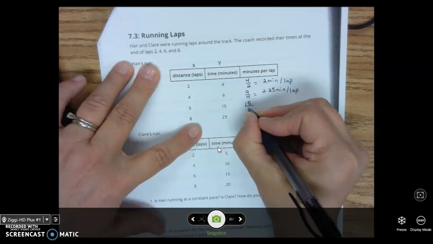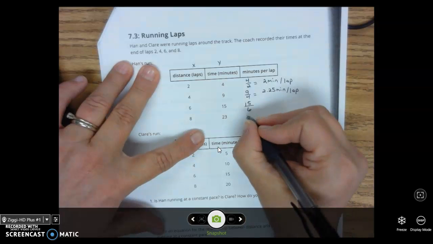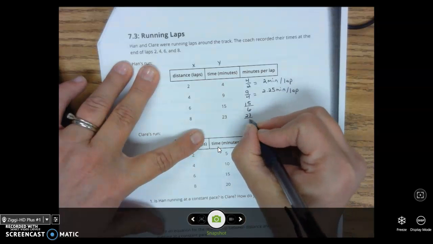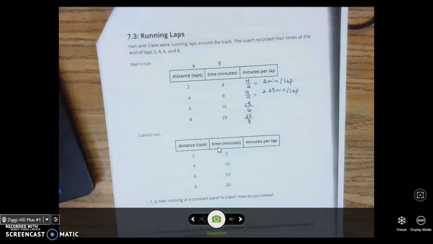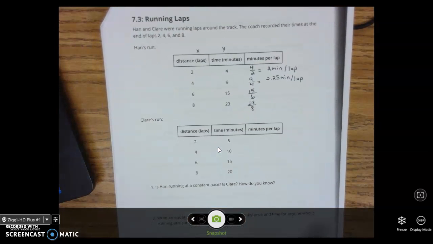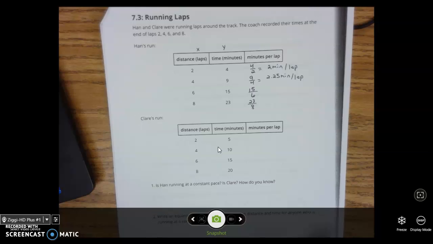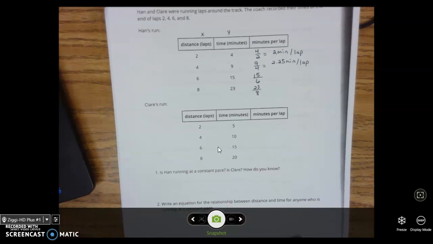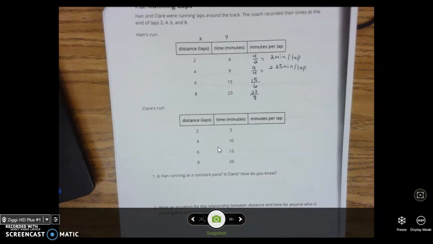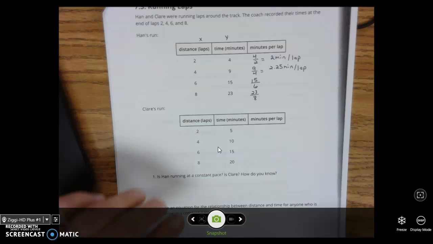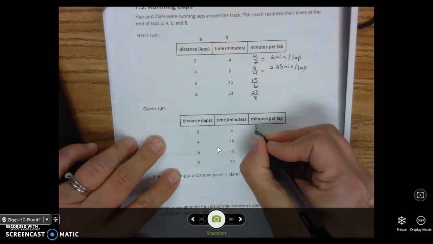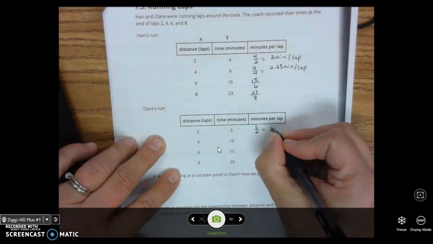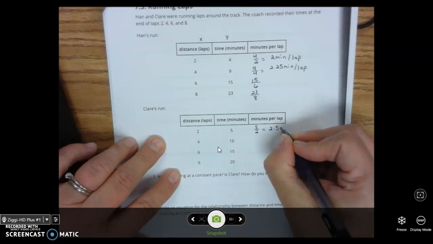15 divided by 6. 23 divided by 8. Okay, for each one you need to calculate how many minutes per lap. Then for Claire's run, we're going to do the same thing, but now we have 5 over 2, which is 2.5 minutes per lap.